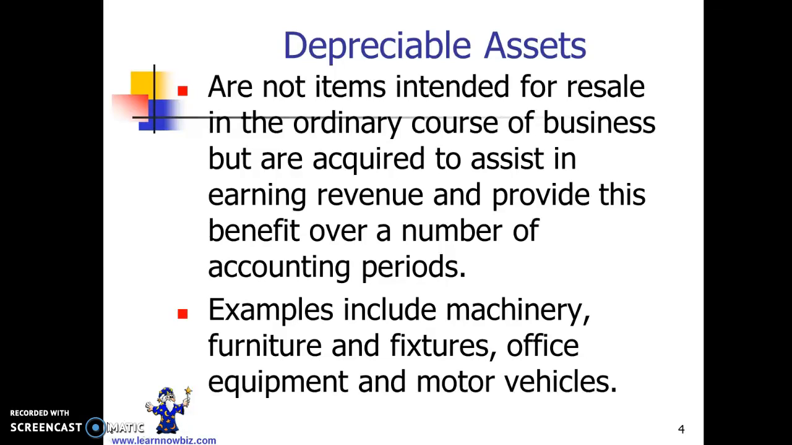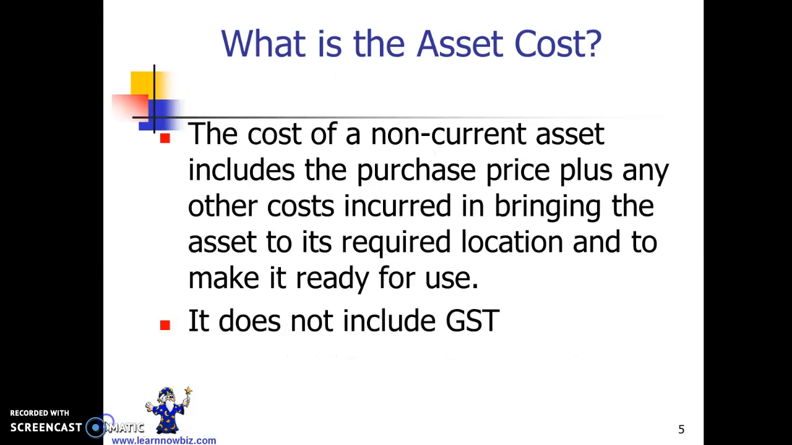So they're not those items which we're buying with the intention of reselling in the short term. Some examples of depreciable assets are machinery, furniture and fixtures, computers, office equipment and motor vehicles.